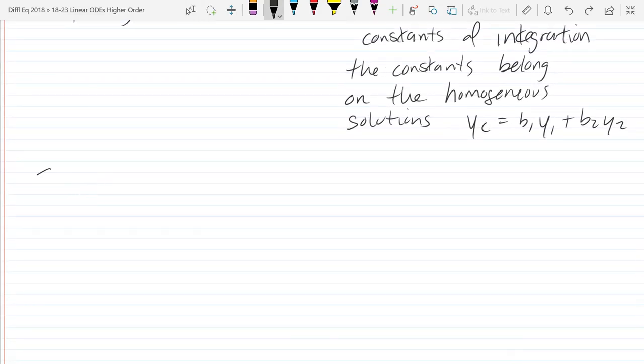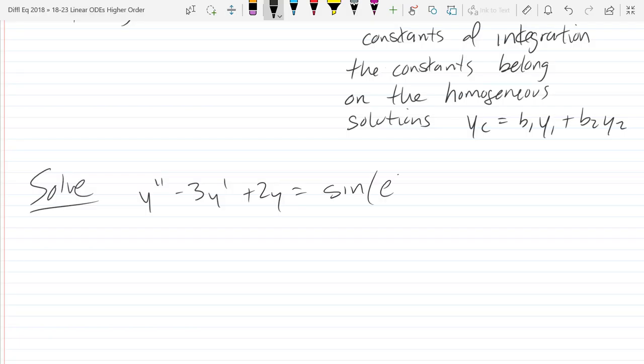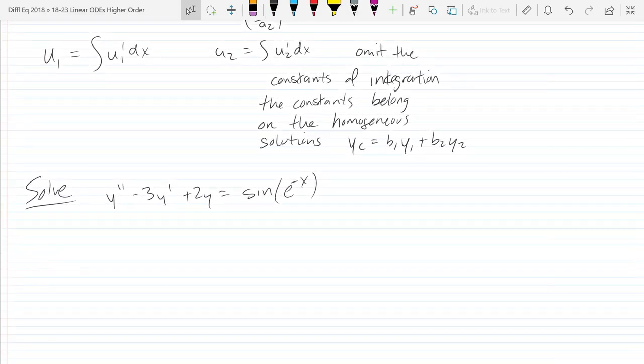So we're going to solve y double prime minus 3y prime plus 2y equals sine of e to the negative x. How would you know that you have to use this variation of parameters or the Wronskian instead of what we looked at in chapter 21?